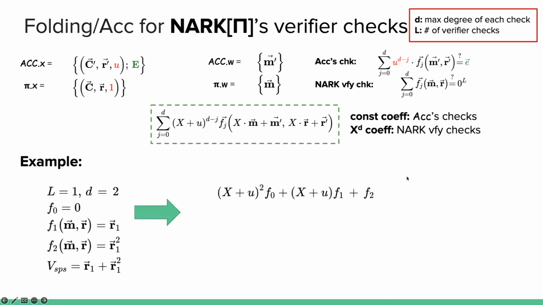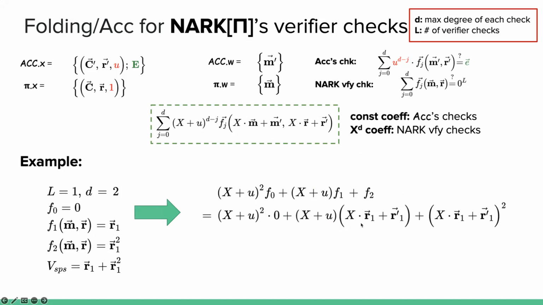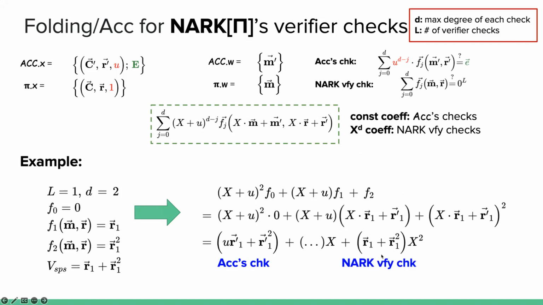Let's see what the polynomial looks like. We expand this F0, F1, F2 using this linear polynomial, and collect terms according to the power of x. We see that exactly here, the constant coefficient is exactly the accumulator check, where we pad the R prime 1 here using the slack variable u, so that every term is exactly degree 2. Similarly, the degree 2 coefficient is exactly the original not verified check. So you might believe me that this property exactly holds.